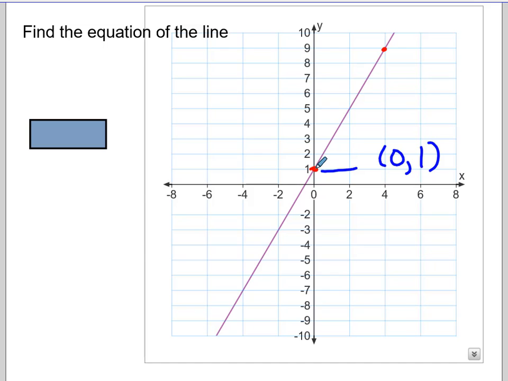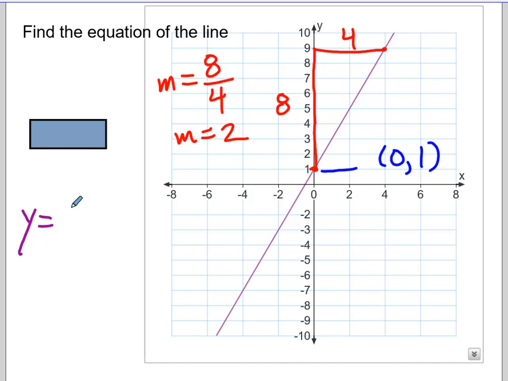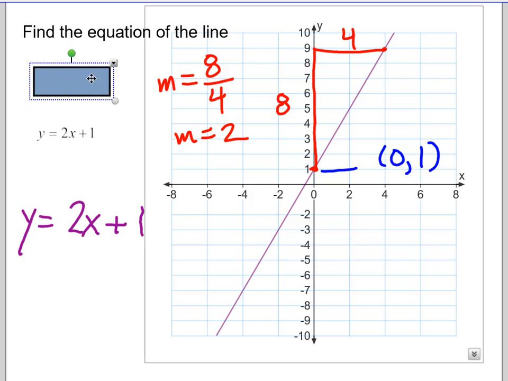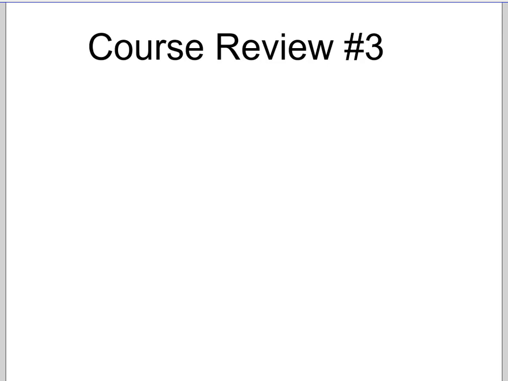If I change from 1 to 9, that is a rise of 8. And I'm going from 0 to 4, that is a run of 4, which means my slope is 2. If I bring those two pieces together, I would have y equals 2x plus 1. Voila. Okay, let's move down to the next question.